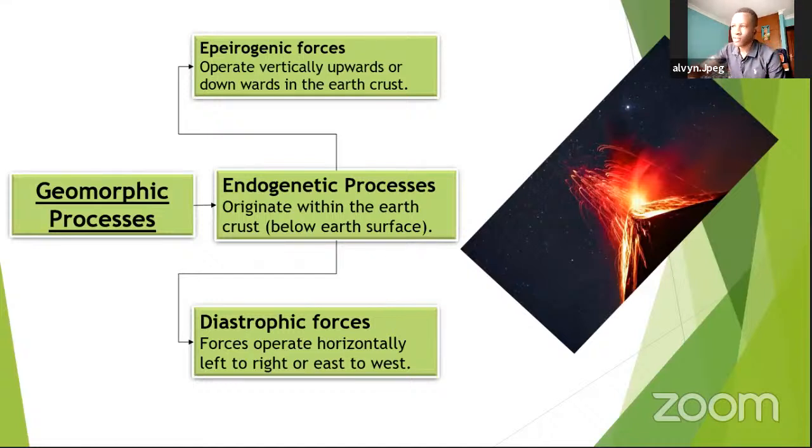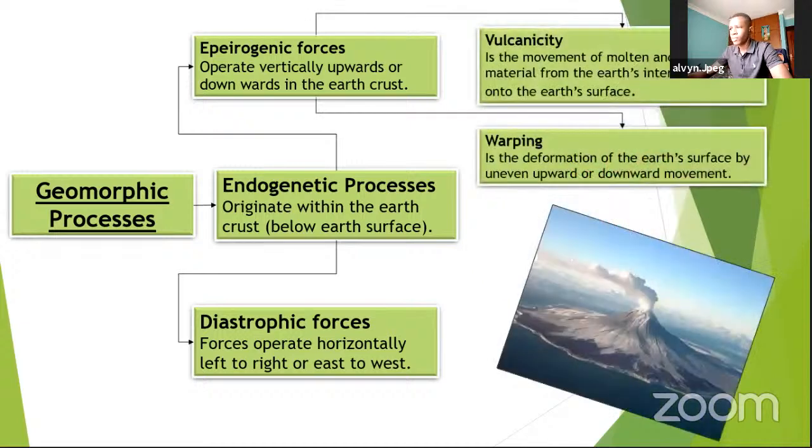So let me explain first the top one, the epirogenic forces. These operate vertically, upwards and downwards, like up and down. That's how you can understand that very, very basically. So these forces include faulting, warping and volcanicity, as you can see there. Volcanicity is the movement of molten igneous material from the Earth's interior towards the Earth's surface. Molten, this is magma, lava, those things.